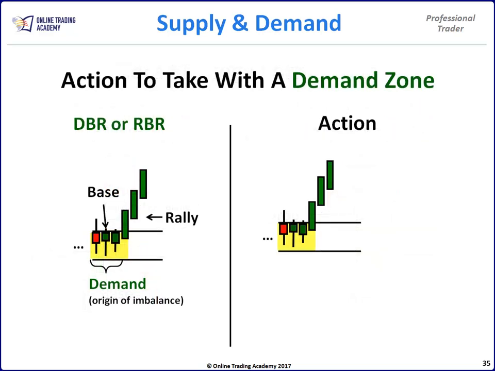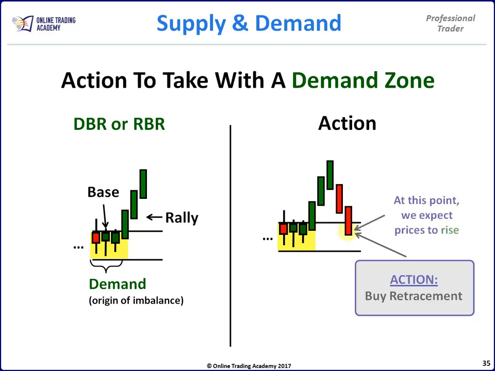So now we know what the two formations are that we're going to be looking for when identifying demand, a drop base rally or a rally base rally. Once we identify one of these formations on a chart, the action that we will look to take is to buy when price returns to the zone. So as price retraces into the zone, that's where we're expecting prices to rise. And so in order to buy low, sell high, we're going to buy here inside this demand zone with the expectation that price will rise to higher prices and we can sell high later for a profit.